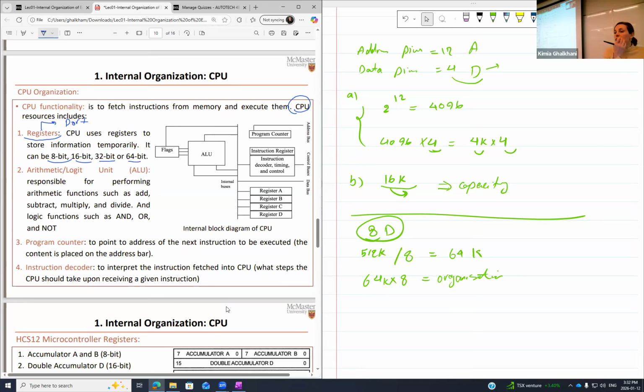For a regular computer, it's usually either 32 or 64. You're familiar with that, yeah? For a regular computer, most of the time it is one of these two. But if you're looking only at a single microcontroller like the one we have in the lab, it is 8. Make sense? You know what I'm talking about?